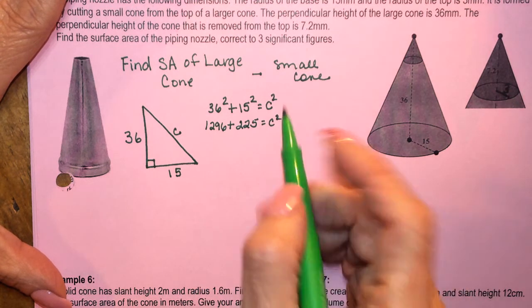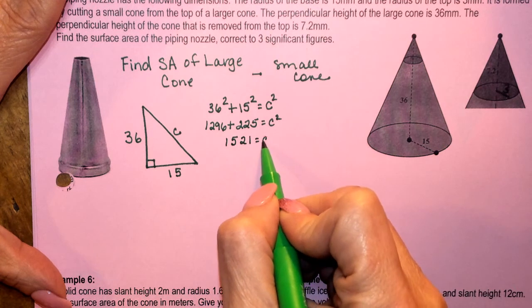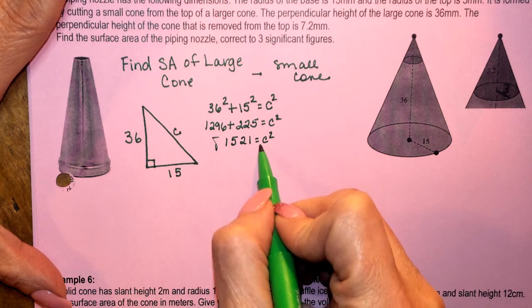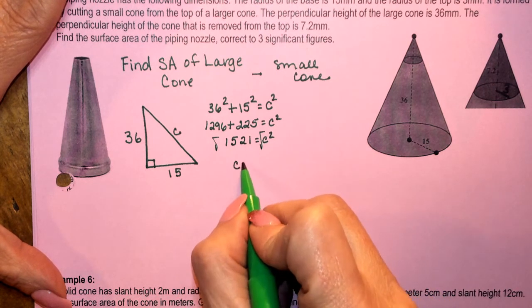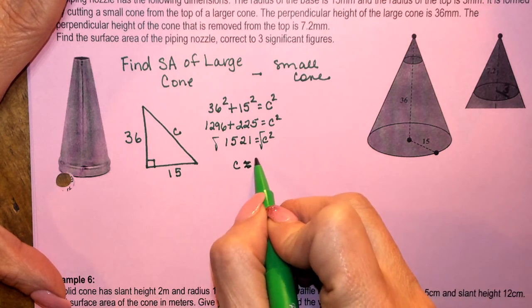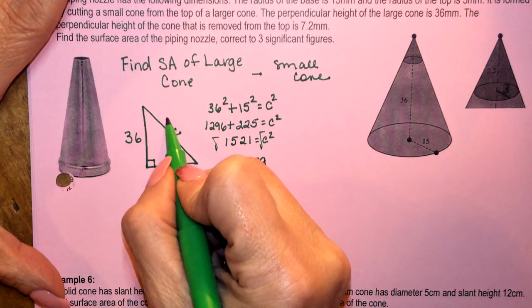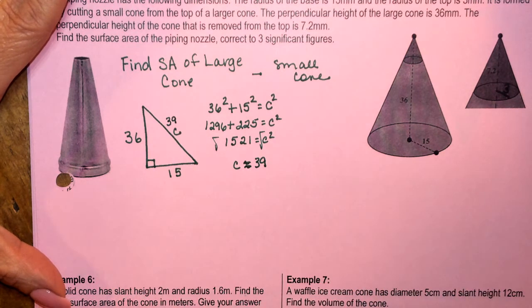225 plus 1296 is going to be 1521. C squared equals 1521. I'm going to take the square root of both sides. So C is going to be exactly 39. Oh, that worked out nice. So this side over here is 39.